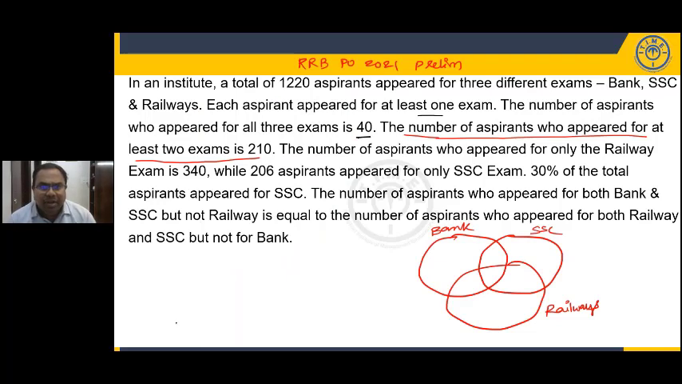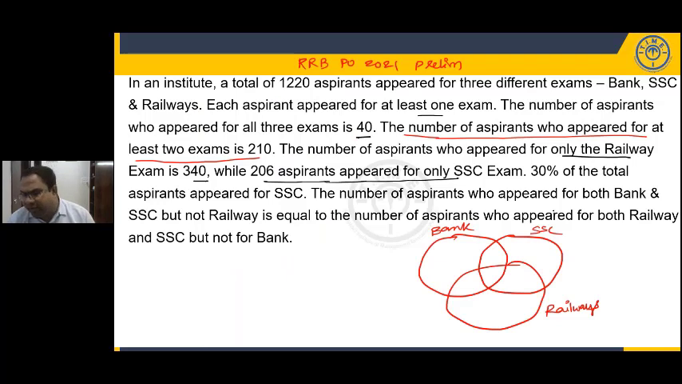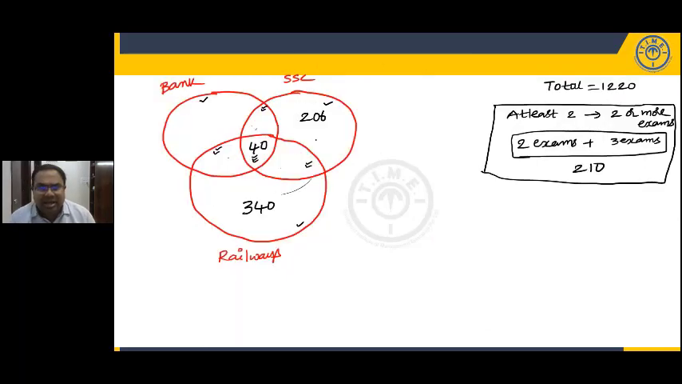Next point. Number of aspirants who appeared for only railway exam is 340. 206 aspirants appeared for only SSC. Only railway 340. This portion is only railways. This is only SSC, 206. This is SSC, right? Only SSC is 206. Okay.